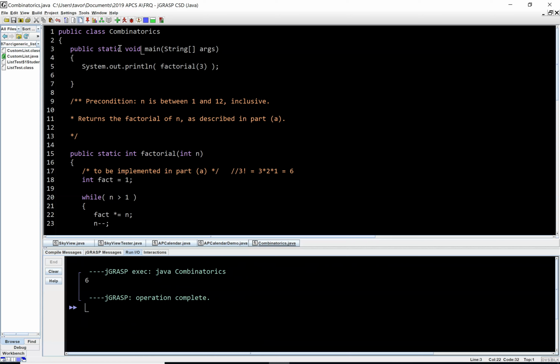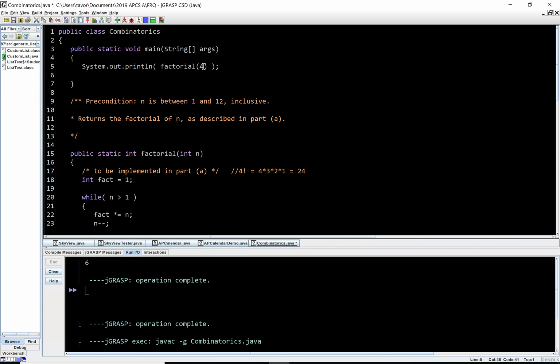Compile and then run. 6. Okay, so that looks good. 3 factorial is 6. You can do another quick one by just putting 4 here. 4 times 3, so that would be 4 factorial. 4 times 6 is 24. And so I'm expecting 24 if I send 4 factorial.